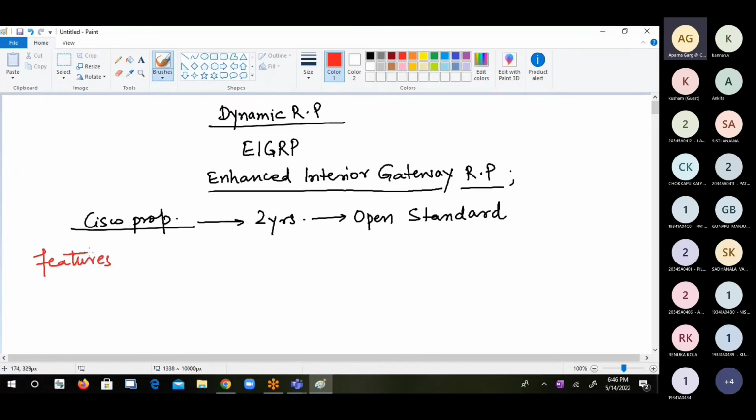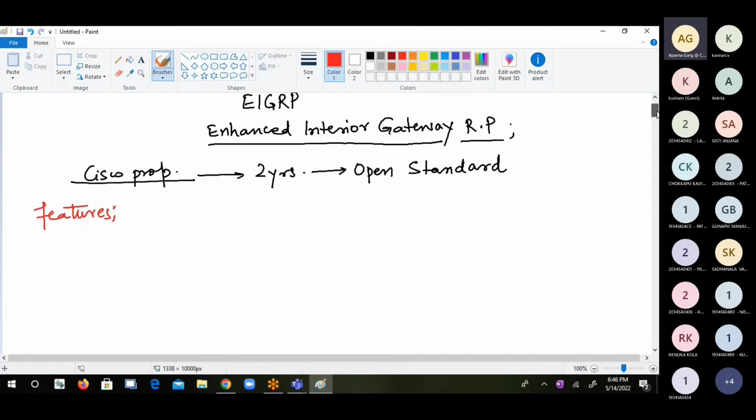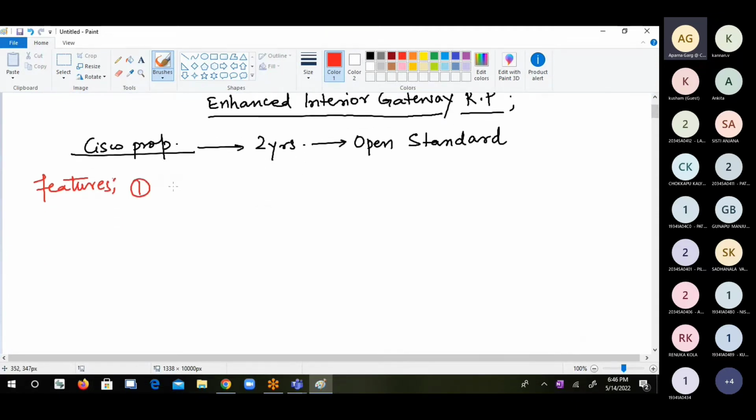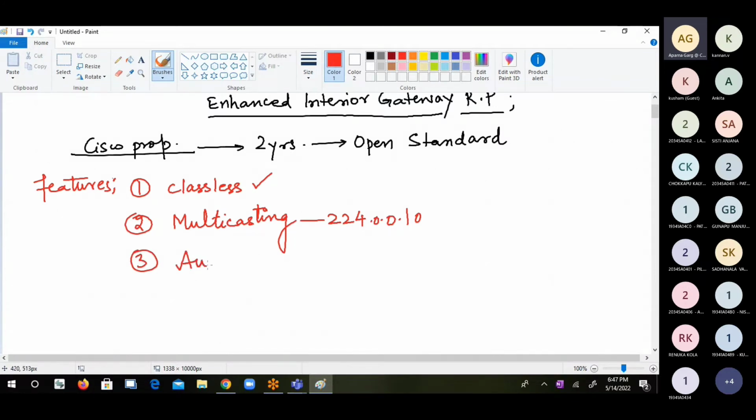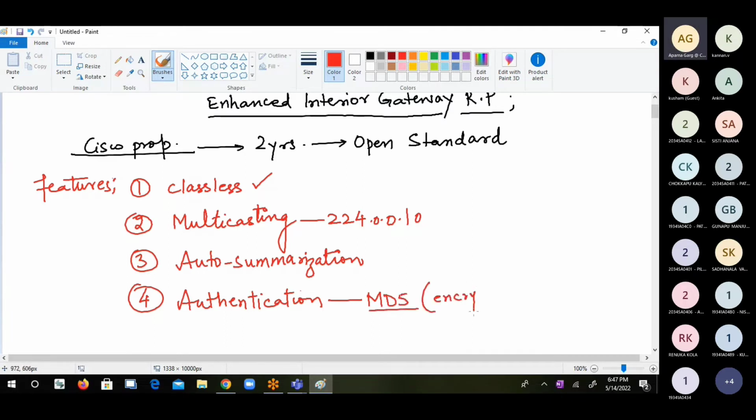Now, what are the features of EIGRP? Like RIP supports only hop counts, it doesn't take the bandwidth into consideration. So its features are: it supports classless. It supports multicasting. Like RIP version 1 was doing broadcasting, this does multicasting, and the address is 224.0.0.10. Third, it does auto summarization, that means converting the classless entries into classful boundaries, right? Then it supports authentication. What type? It supports MD5 authentication, message digest key, which is encrypted authentication.